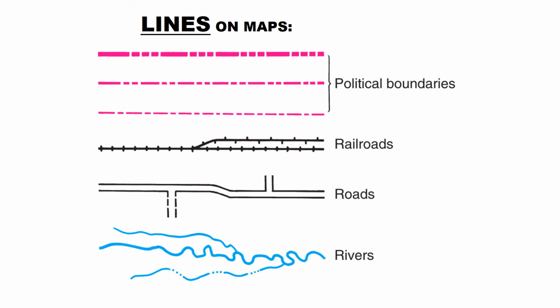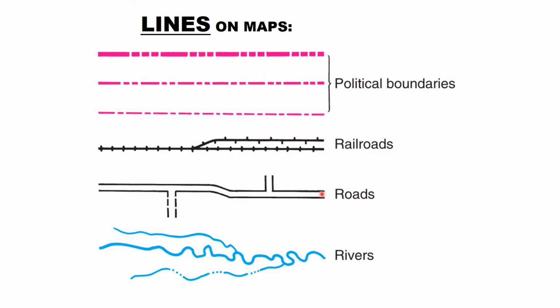How about lines on maps? Let's get this out of the way first. Yes, lines can be qualitative. There might be a little bit of hierarchy. Political boundaries might be in a hierarchy where you might have the country boundary, the state boundary, and then the county boundary after that.